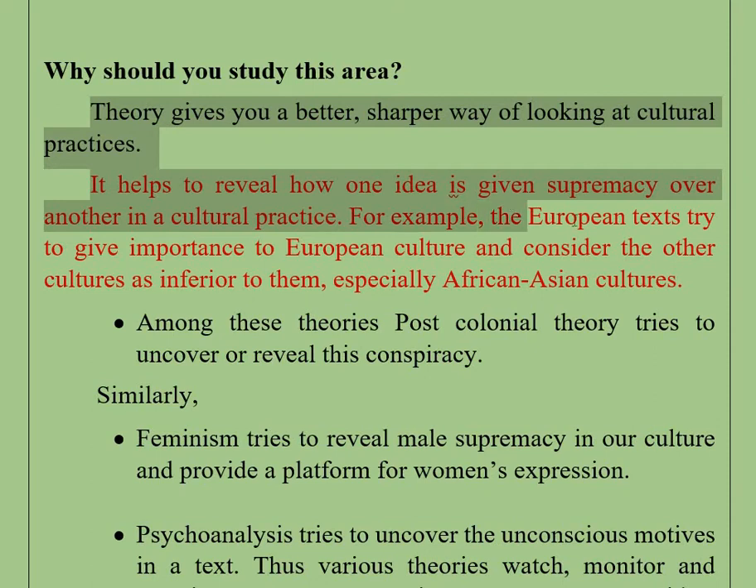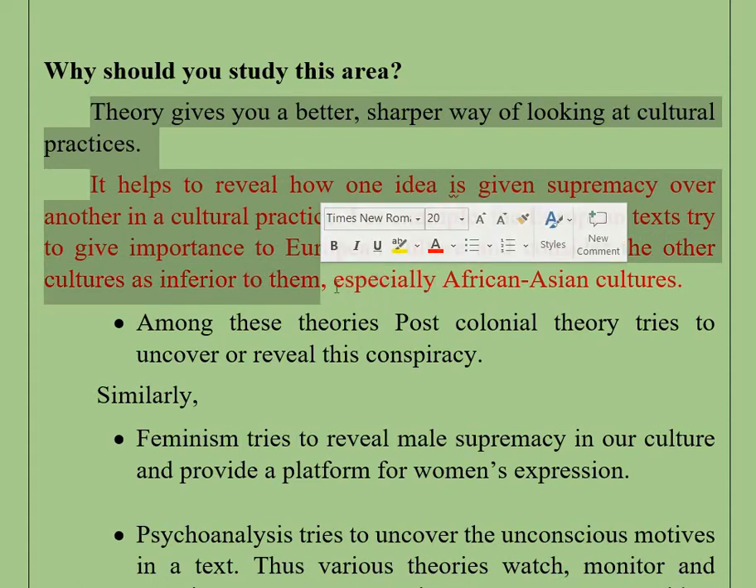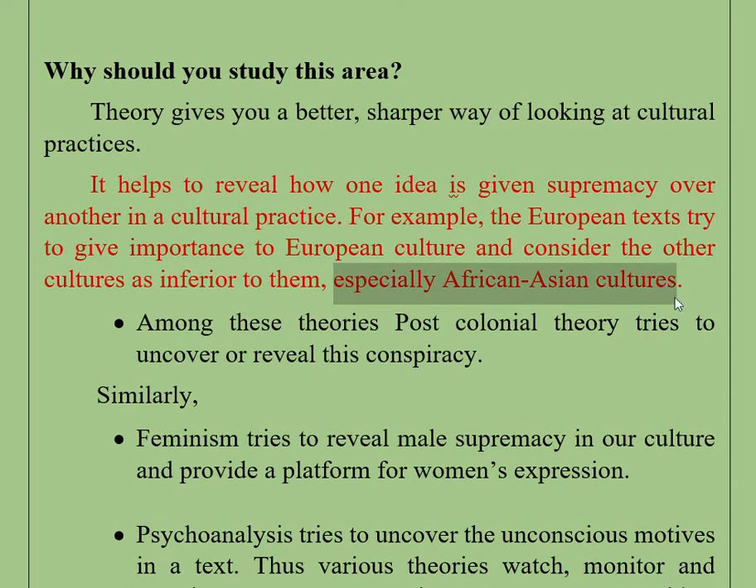For example, the European texts try to give importance to European culture and consider the other cultures as inferior to them, especially African and Asian cultures. It is obvious, right? We always give more importance to us. European texts try to give importance to European culture only. The white people say that they are superior to others, especially black people.